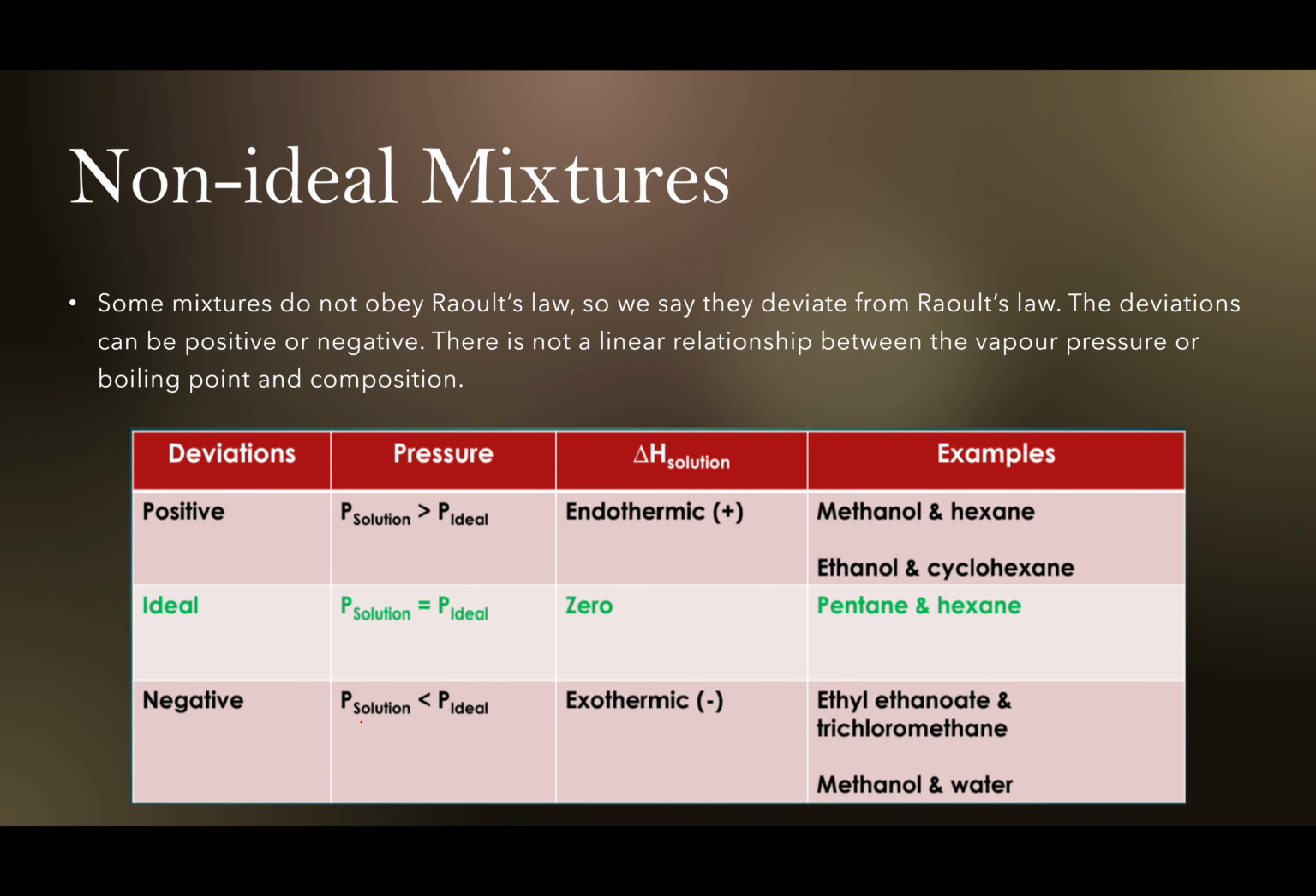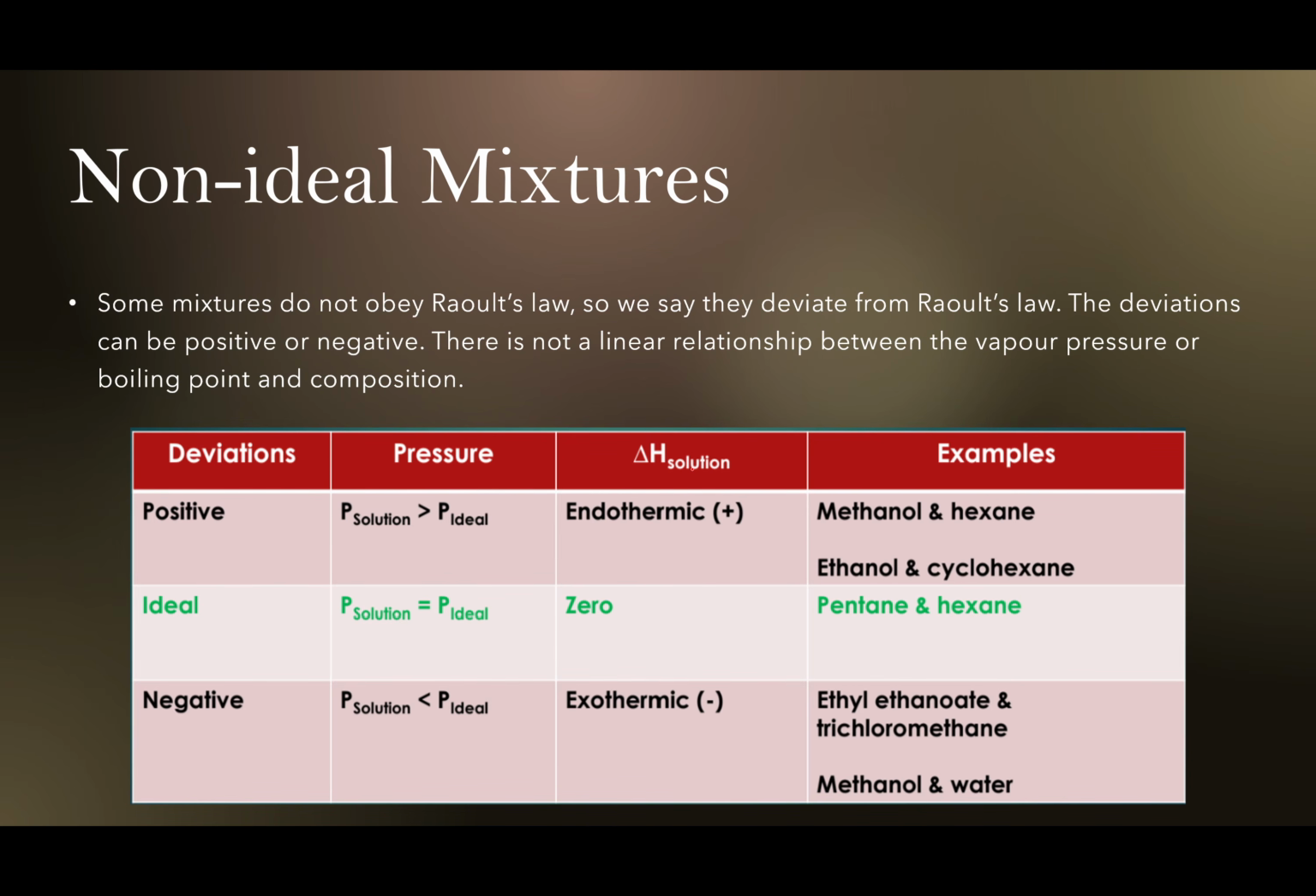For negative deviations now, what we're seeing is that the total pressure of the solution is going to be less than that of the ideal counterpart. So we're relating it to an ideal solution. In this case, it's going to be exothermic, and an example would be ethyl ethanoate and trichloromethane, or methanol and water. If we put methanol and water together, we're going to feel a little bit of heat, and that will tell us that this is not an ideal solution. Because remember, if there's any type of heat change, it's not an ideal solution at all.